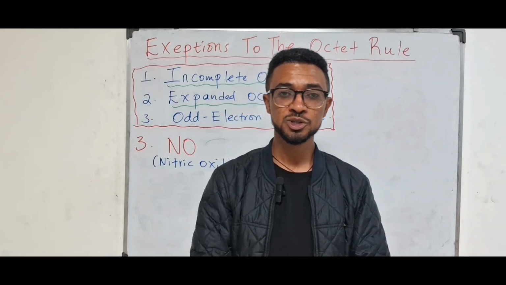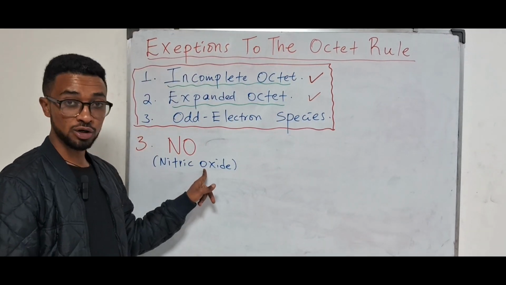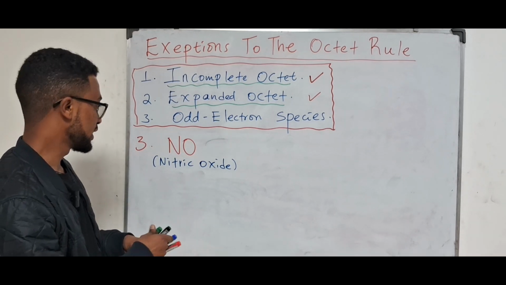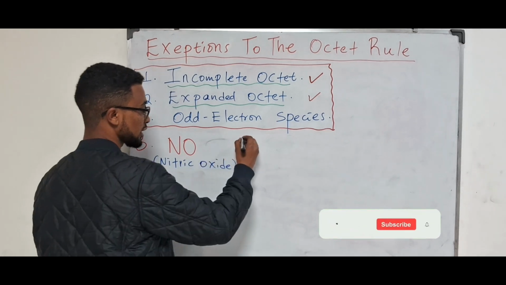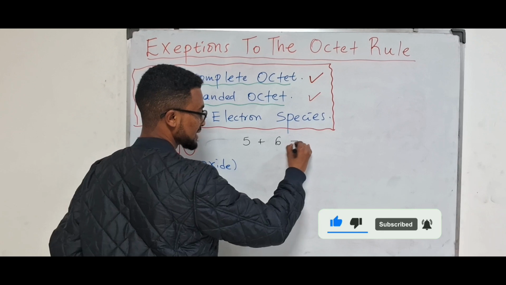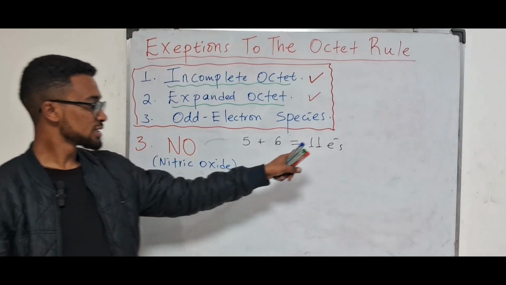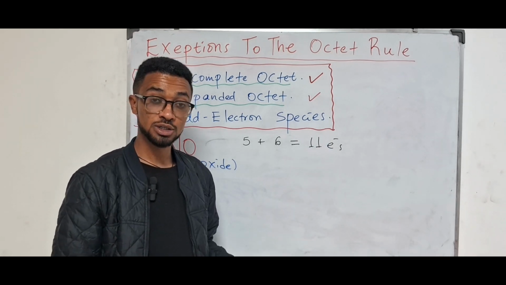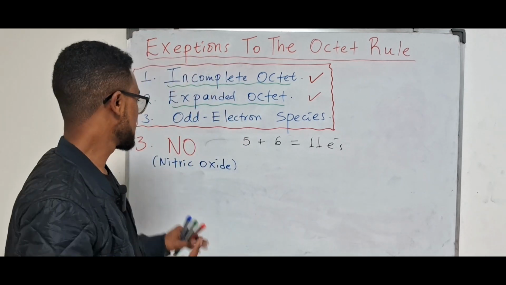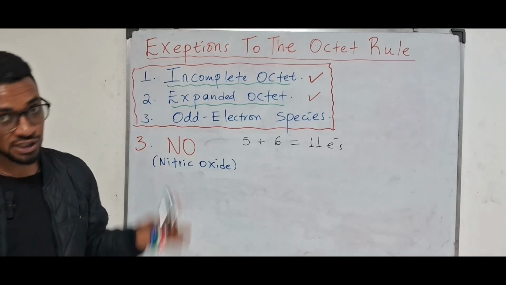Lastly, we have odd electron species. An example here is nitrogen monoxide, or nitric oxide, represented by NO. Now let's draw the Lewis structure of nitrogen monoxide together. Valence electrons in nitrogen are 5, plus valence electrons in oxygen are 6. 5 plus 6 is 11 electrons. So in total we have 11 electrons. Is this odd or even? 11 is odd. So we have 5 pairs of electrons and 1 single unpaired electron. So nitric oxide is obviously an exception to the octet rule.